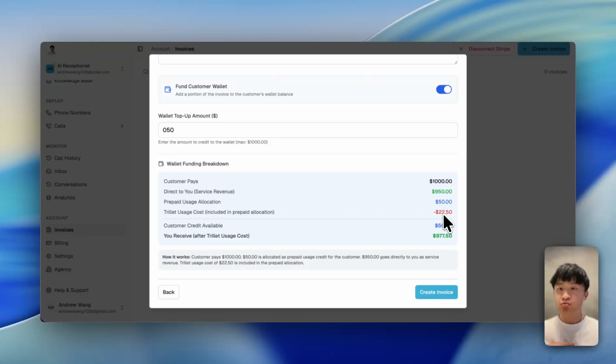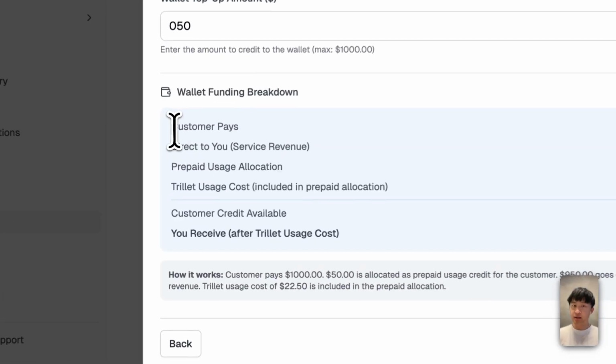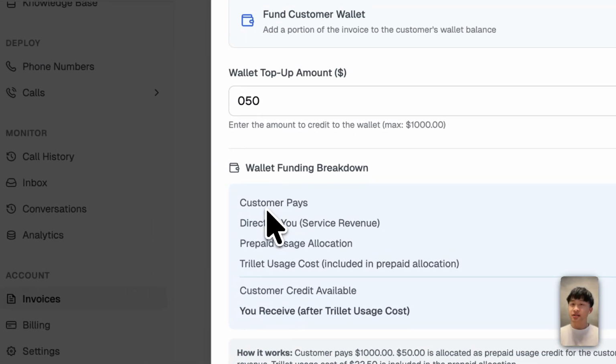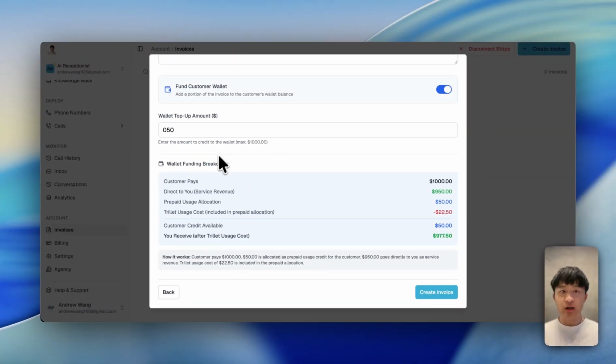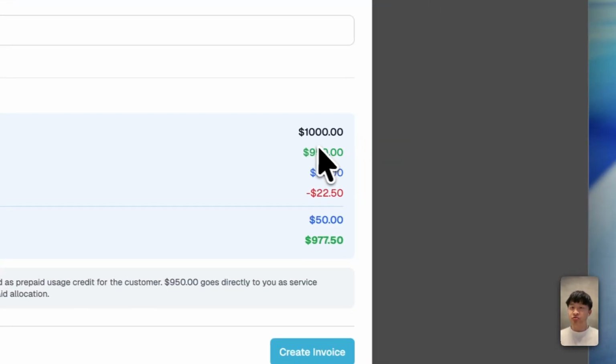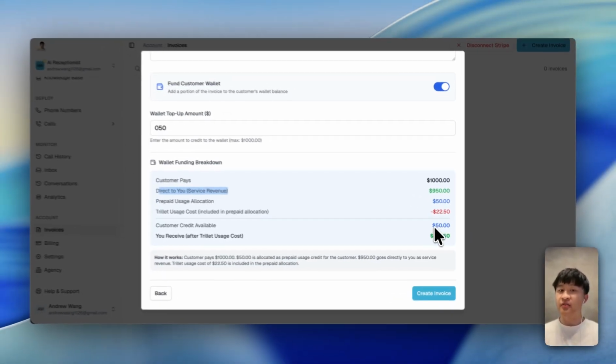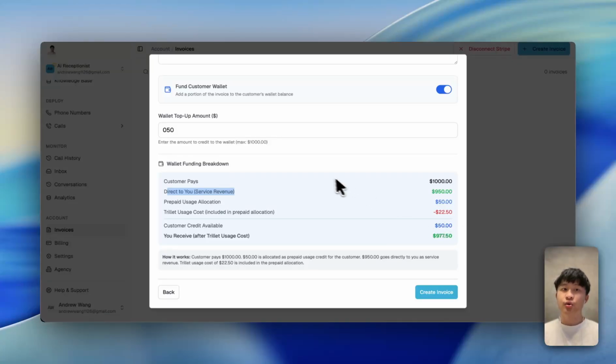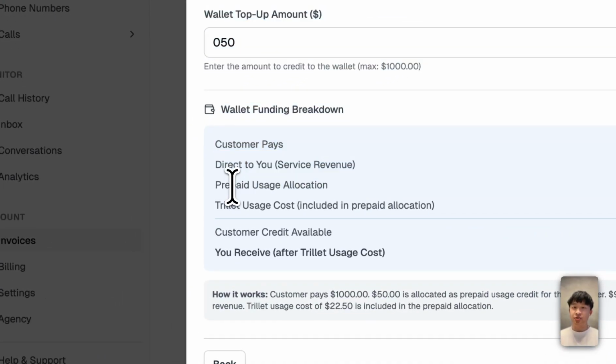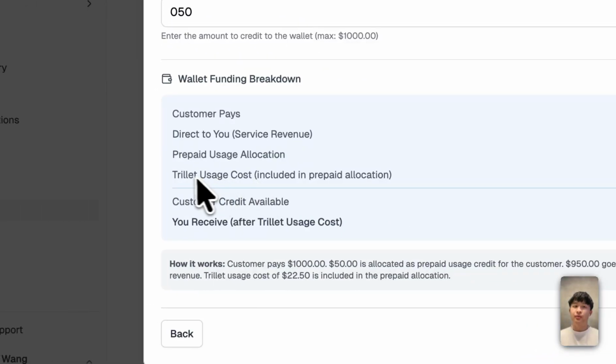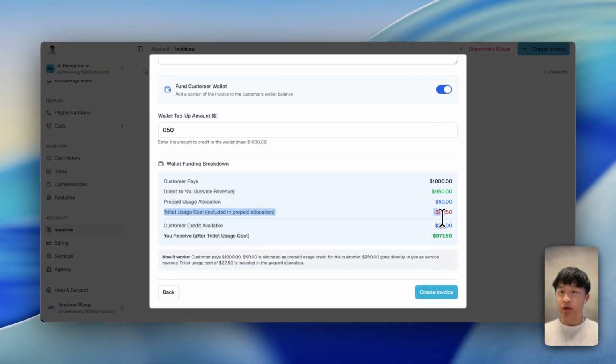As a platform ourselves, we charge 9 cents. So I'll go over this equation in a bit more detail. The customer will be charged $1,000 no matter what, right? So the Stripe account will request that. Direct to you will be $950 because we credited $50 of credit to your sub-account. Now, that $50 is divided into two different sections. One is Trillet's prepaid usage, which is 9 cents. So 9 cents out of 20 cents is $22.50, which means it's just under half.